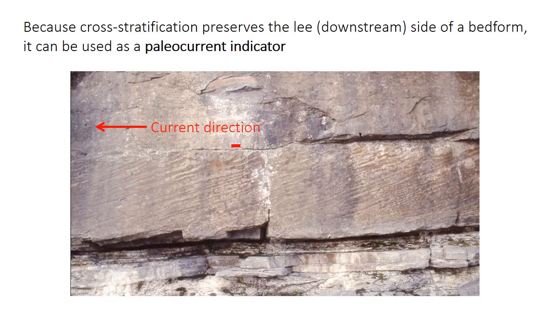This cross-stratification was also from a dune. The small red bar there is actually a 10-centimeter scale bar, so this is a very large dune. But I'll confess that this is not from a river. It's actually dunes from a shallow marine environment.